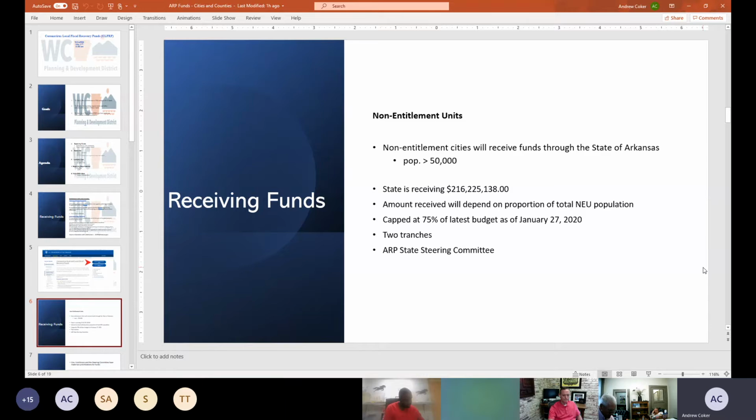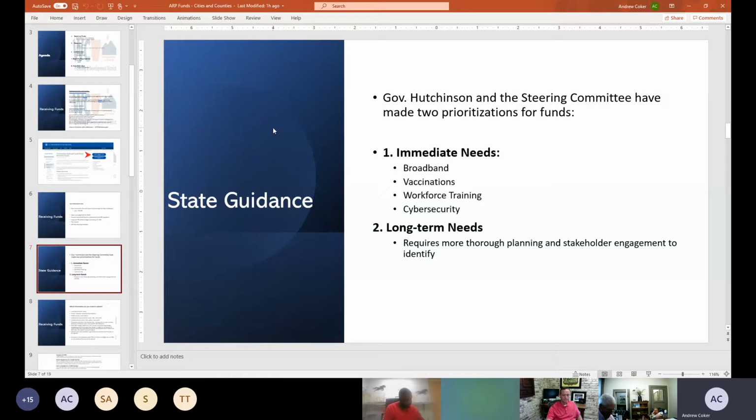So getting on to the next question with the state steering committee, looking at what they've released so far. The governor and the steering committee have made two prioritizations for funds. The first one being immediate needs. So that's broadband, vaccinations, workforce training, and cybersecurity. Beyond that, they have said that there is a second prioritization, which is addressing long-term needs of communities.